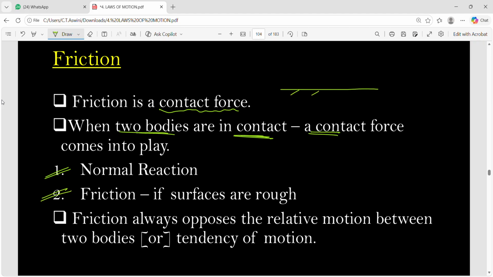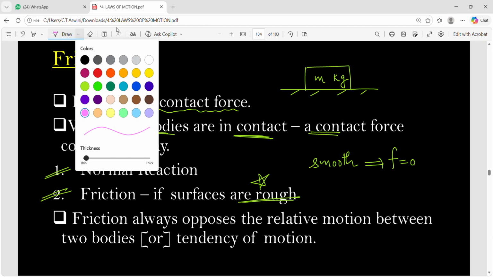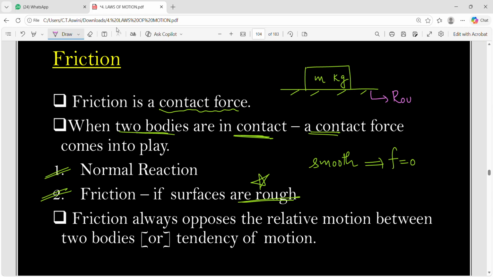Let this be a surface. I'm just considering it as a rough surface because friction is present if surfaces are rough. This is important. If the surface is smooth, for suppose in the question, if you see smooth surfaces, in that case, frictional force is zero. Small f means friction, capital F means external force. Okay. So let this be a body of mass m kg. And this block is in contact with the surface. This is a surface, and this is a rough surface.